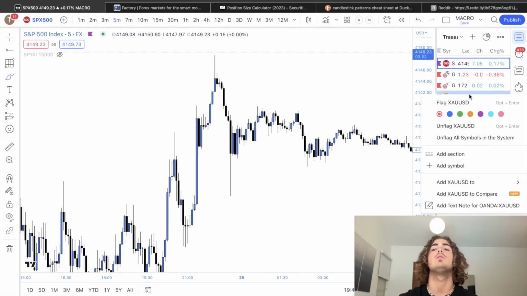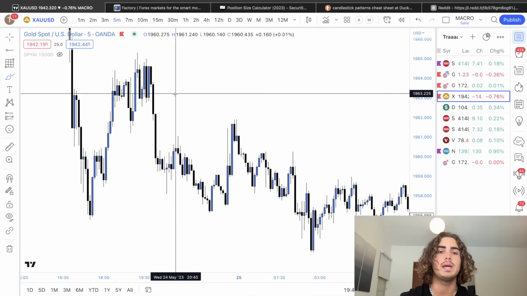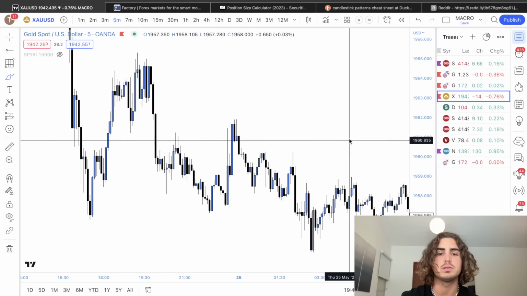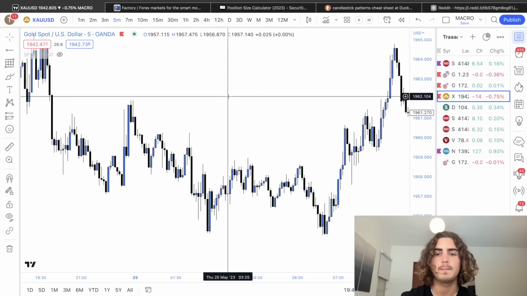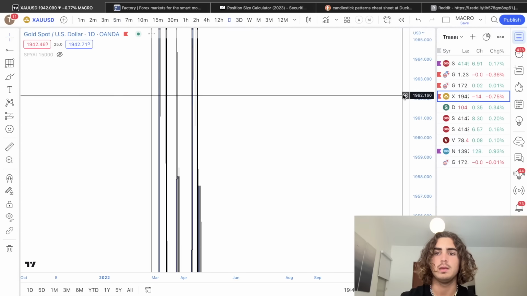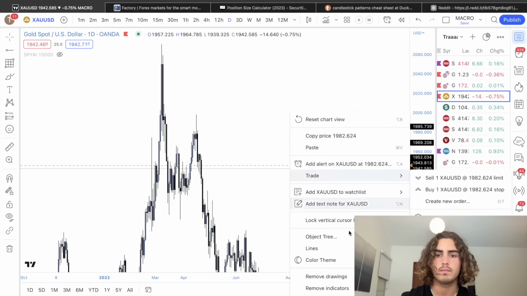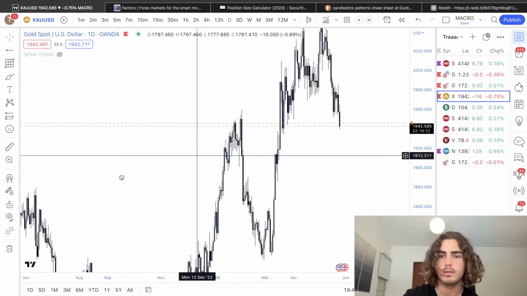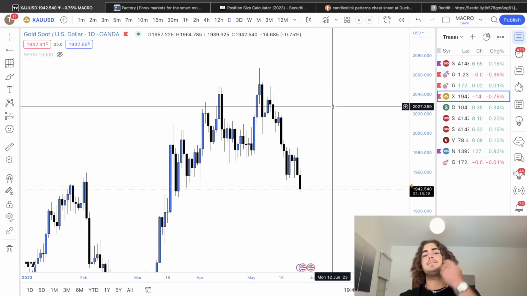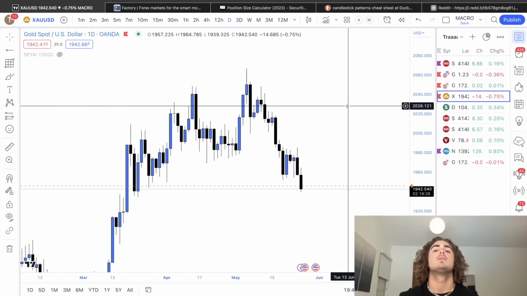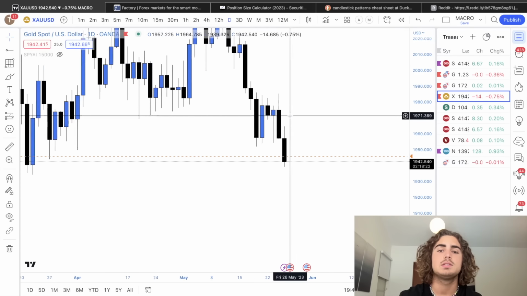Okay, let's go over to gold. Gold can give us some great momentum, some great volume, and also shows us some great candlestick patterns. Let's go to the daily. Where are we at? Okay. Right here, this is a great example.